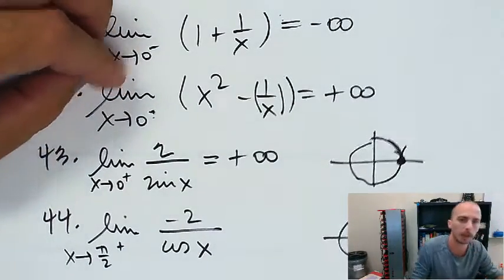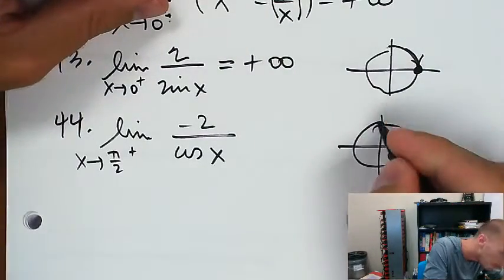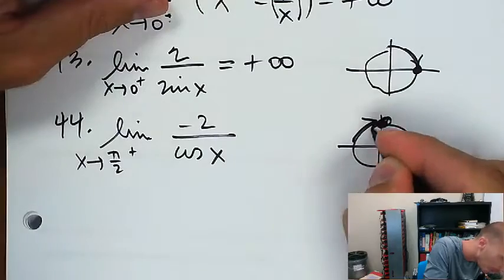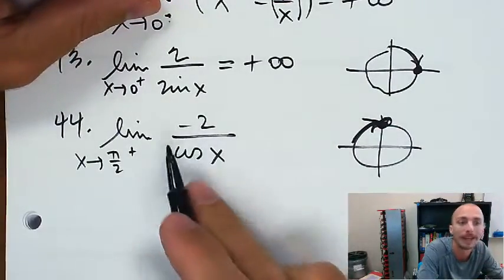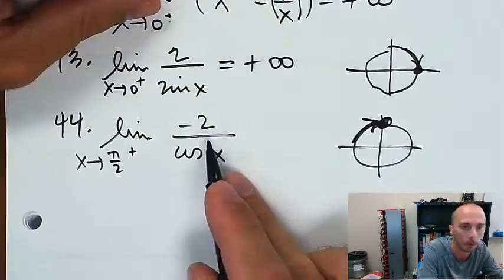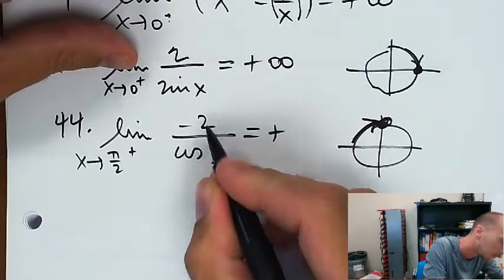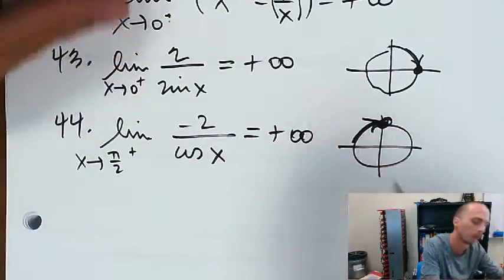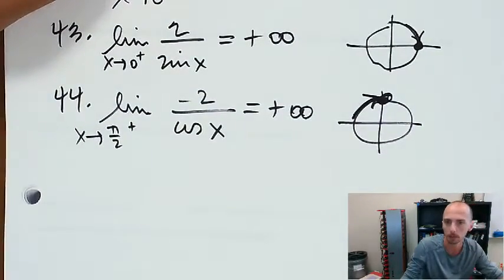So again, I'm going to be thinking about the unit circle. I'm approaching pi over 2 from the positive side, which means I'm going up that way. Cosine is going towards 0, but it's negative on the way. So this is going to 0 and it's negative. Negative divided by negative is positive. I'm going towards negative 2 divided by 0, so that's going to be positive infinity. Okay, I'm going to zoom back out.